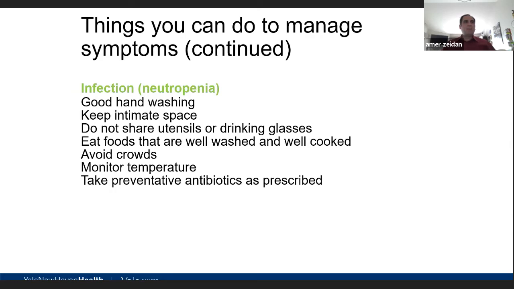And if you have a fever, it's very important to call your doctor, because we often will recommend that neutropenic patients who have a fever get intravenous antibiotics and be admitted to the hospital, because infections can progress very quickly. So all of these are very important precautions.